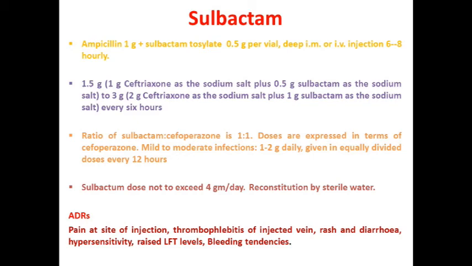We also have other combinations of sulbactam. So we have 1.5 grams, which includes 1 gram of ceftriaxone, that's a third generation cephalosporin, available as sodium salt, plus 0.5 grams of sulbactam as sodium salt. So this is half the strength. You can increase it to 3 grams, where you have 2 grams of ceftriaxone added to 1 gram of sulbactam, which is given 6 hourly.